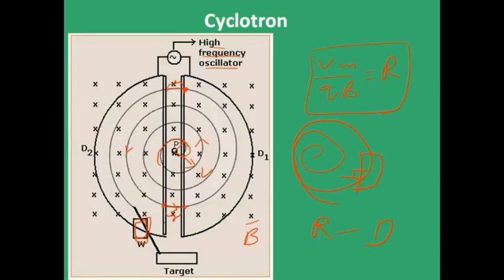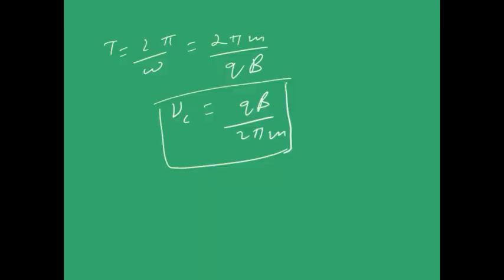Or in other words, this high frequency oscillator, if the frequency of that oscillator be νA, say, if this is the frequency of that applied voltage, so that the polarity of the D's is reversed from time to time. The resonance condition is that νA should be equal to νC. This is the resonance condition.